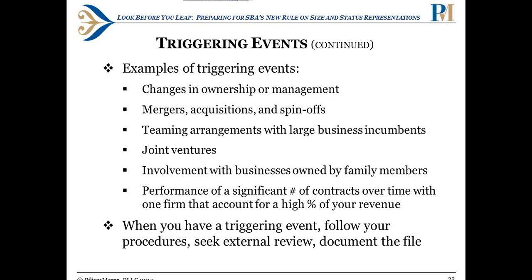Joint ventures. Every joint venture is affiliated. There's automatic affiliation based on joint ventures. That doesn't mean you can't go forward with it. The rules specify how you determine size or status for joint ventures, but you need to make sure you step through it. It's a triggering event that would impact your size or status representation.